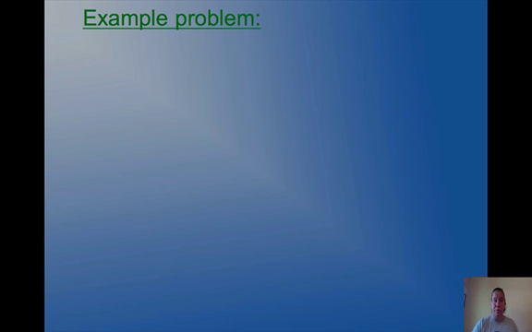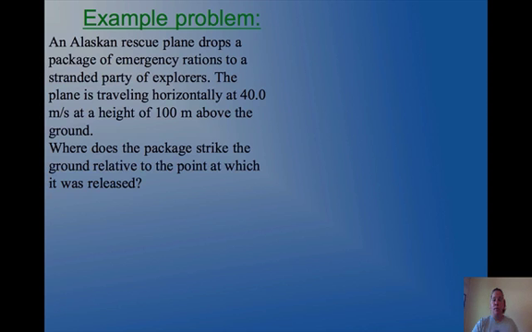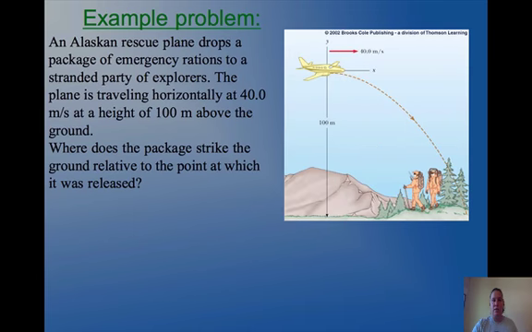And we can go over in class, but I want you to give this one a try. So here's the scenario. We've got an Alaskan rescue plane. Oh, I'll read it for you. That sounds like fun. An Alaskan rescue plane drops a package of emergency rations to a stranded party of explorers. The plane is traveling horizontally at 40 meters per second at a height of 100 meters above the ground. Where does the package strike the ground relative to the point at which it was released? So, of course, we're looking for that distance in the x along the ground with the initial point directly below the plane and the final point at where it hits, where it lands.